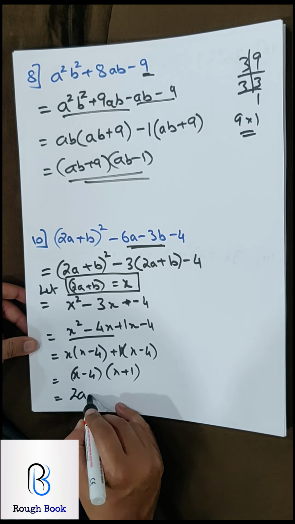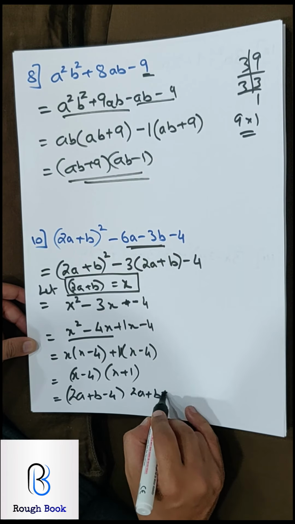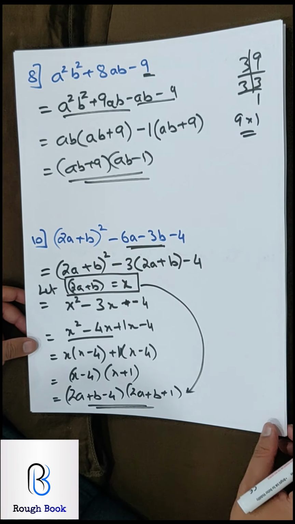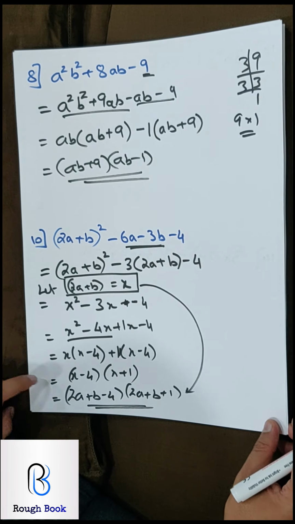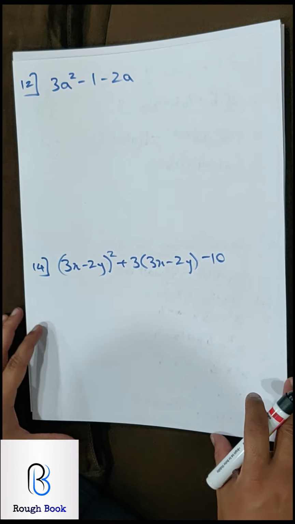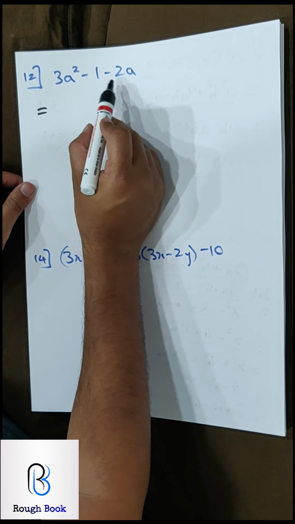So this will become 2a plus b minus 4, 2a plus b plus 1. You can't solve it further, so leave it. So this resubstitution has to happen. If you forget this, you will lose 1 mark straight away. The next question, 12th one. Simple it is. 3, 2 and 1.